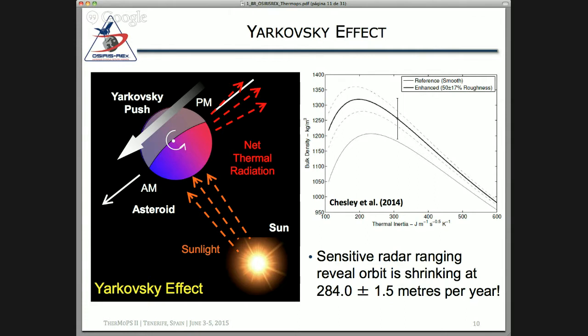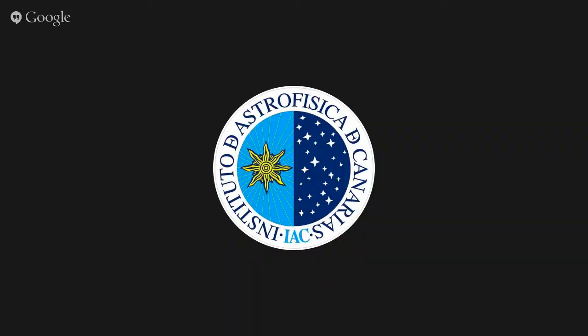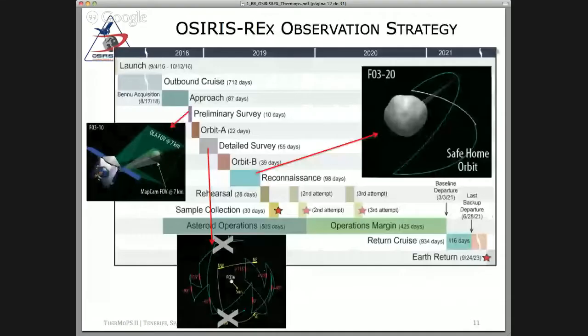This is how the OSIRIS-REx mission will work, broken down into its various mission stages. As I said, it will launch in 2016, it will rendezvous in 2018, and we'll begin a period of maybe 300 to 400 days of just characterizing the asteroid before we try to sample it. And we have the return in 2023.